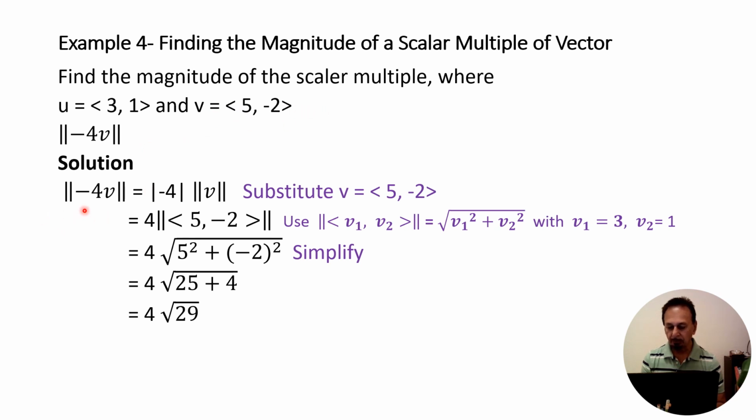So we're going to see the magnitude of negative 4v is equal to, we factor out negative 4 in absolute value and then we're left with the magnitude of v. So the absolute value of negative 4 is positive 4, and here we write the vector v. So now we apply this formula, and we have 4 times the square root of 5 squared, the first component, plus the square of the second component, and then simplify. So it becomes 4, 5 squared is 25 and negative 2 squared is 4. So 25 plus 4 is 29. So the answer is 4 times square root of 29.